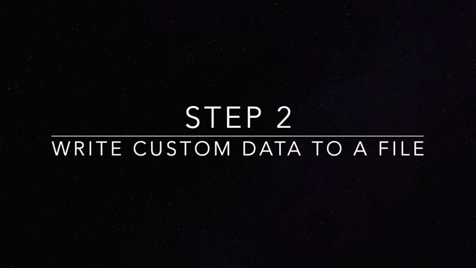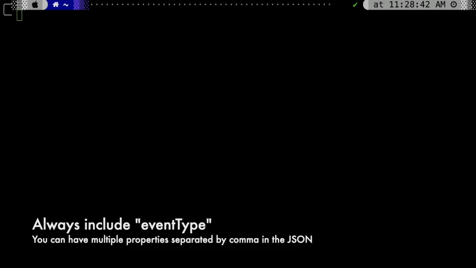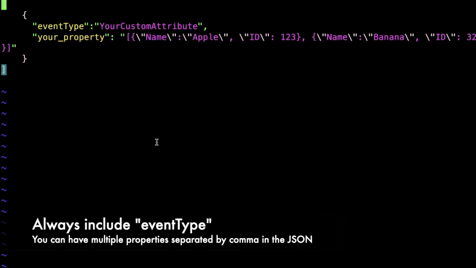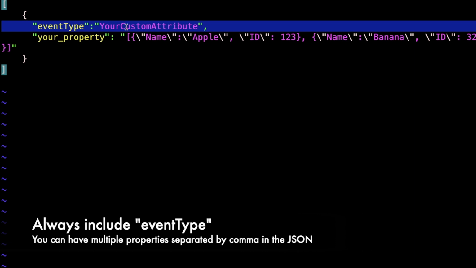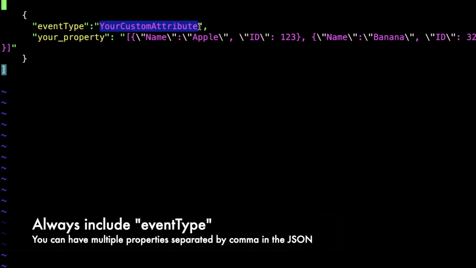Step 2, write custom data to a file. You want to write your output, or whatever data you want to capture, to a file. A sample might look like this, output.json. Make sure your event type, which is required, can be whatever name you want to call it. I will call it your custom attribute. And whatever follows, I'll just have one field there, your property.